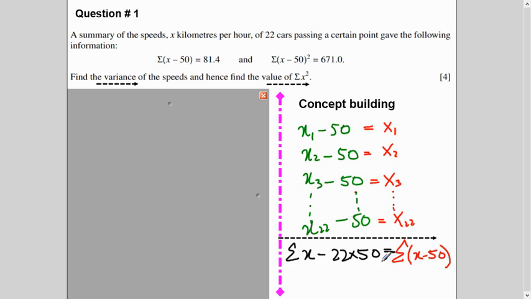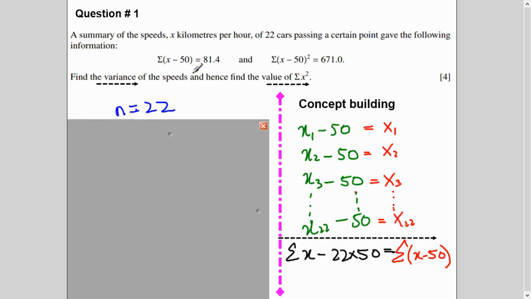Now, it gives an impression to the student at times. I have seen many times students misunderstand. They think algebraically we are opening it. No, it's not algebra here. It's not that I'm doing sigma x and minus sigma 50. So it is sigma x minus 22 times 50, right? Otherwise also you can understand it's the same thing, but then you need to understand what it means by sigma 50, right? How many times we're adding it up.